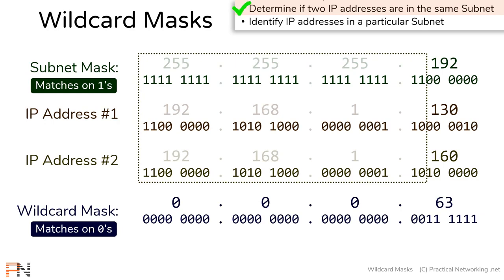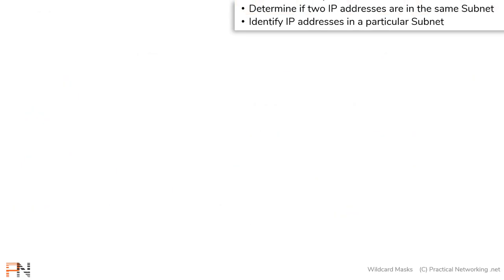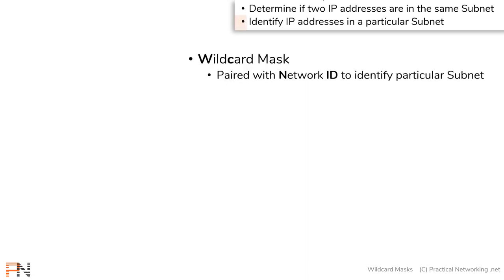So that takes care of the first function of wildcard masks. Let's now talk about the second function of wildcard masks, which is that you can use a wildcard mask to identify the IP addresses in a particular subnet. All you have to do is combine a wildcard mask with a network ID. Now, you can actually do the exact same thing with a subnet mask or even CIDR notation.